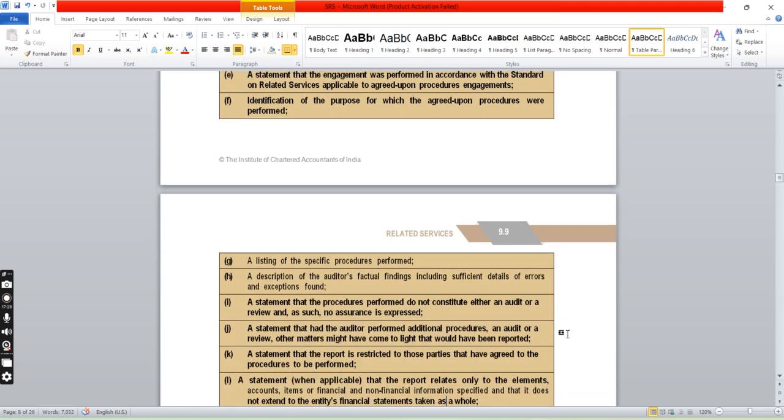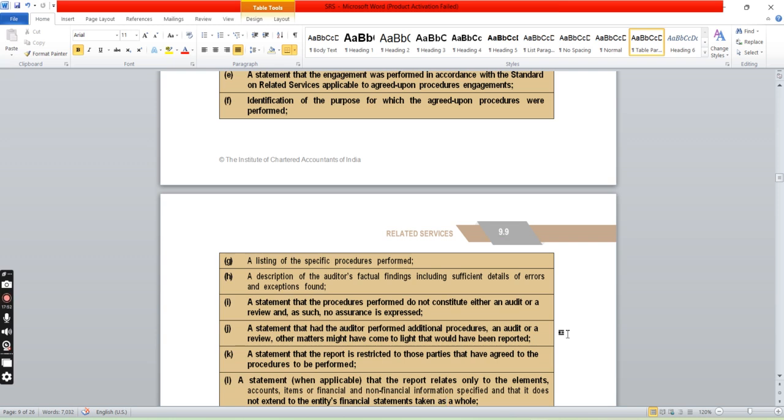A listing of the specific procedures performed, a description of auditor's factual finding including the sufficient details of errors and exceptions found. A statement that procedure performed do not constitute either an audit or review, such as no assurance, ये क्या है, no assurance is expressed. A statement that had the auditor performed additional procedures or an audit or a review, other matters might have come to light that would have been reported.